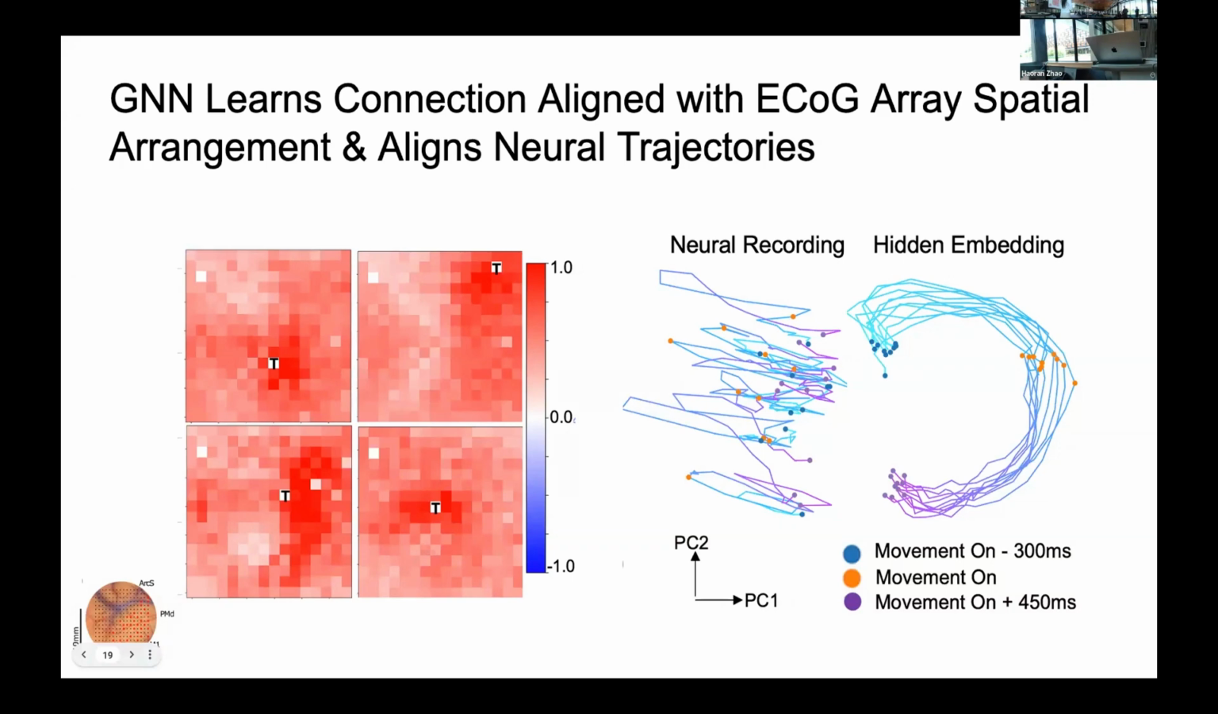In addition, we also look at the neural trajectories. The left figure is a neural trajectory from the original neural signal, so it's quite messy. The blue dot represents the start point, and the orange is the movement. We can focus on the blue and the purple curves, which are the start and end of the trial. It's quite messy, but with the learned model embedding, we can see it automatically aligns the neural signal from start to end.